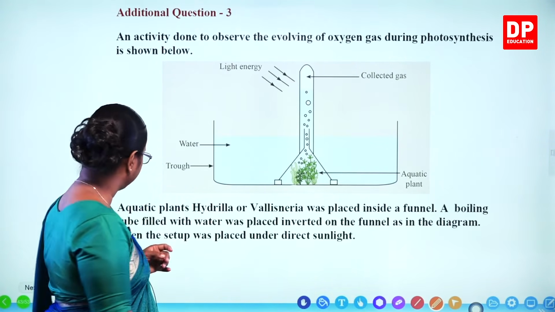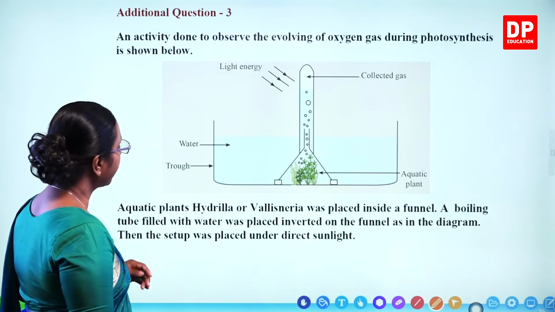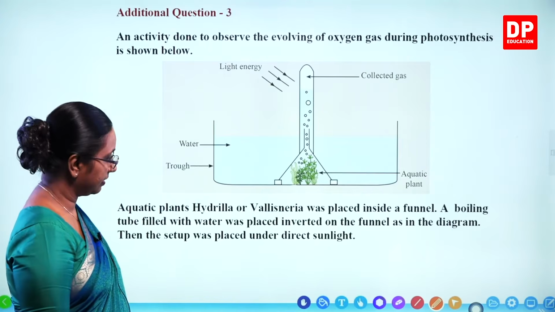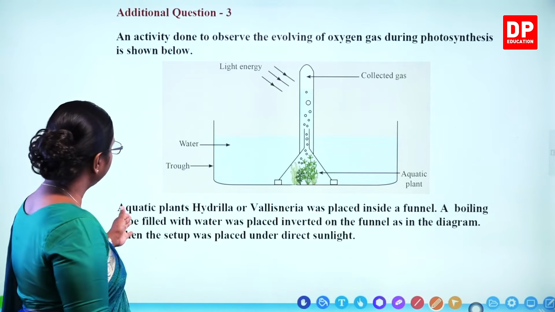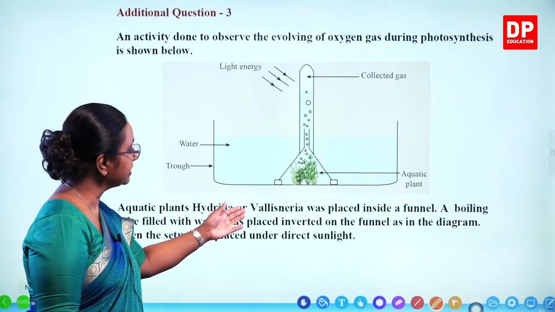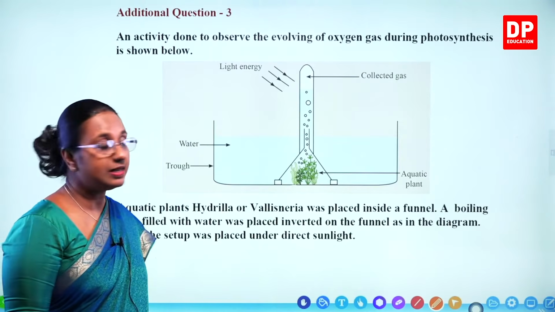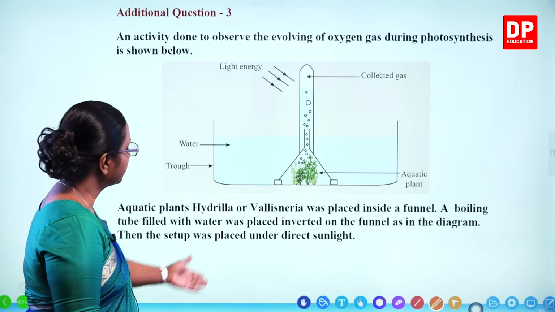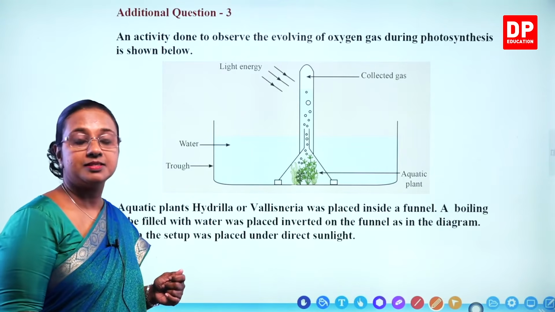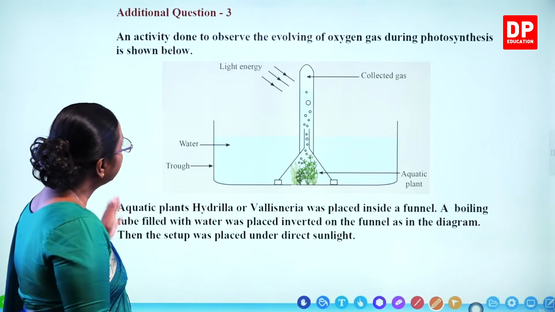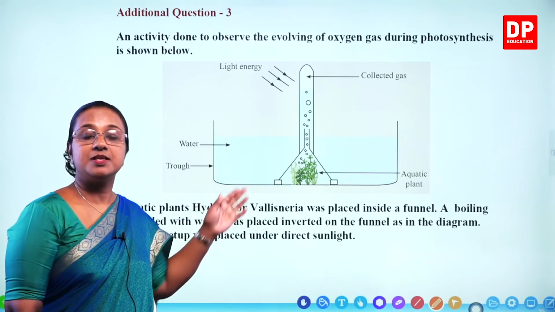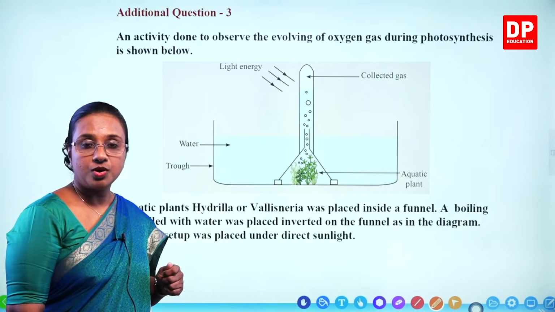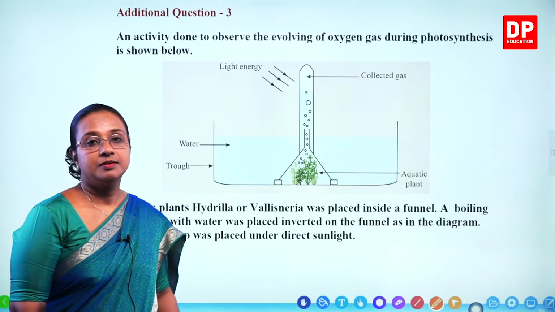energy falling on it. Aquatic plant, hydrilla or vallisneria, was placed inside a funnel. A boiling tube filled with water was placed inverted on the funnel as in the diagram. Then the setup was placed under direct sunlight. So this gives all the steps involved in this activity. Now let us move on to the questions.